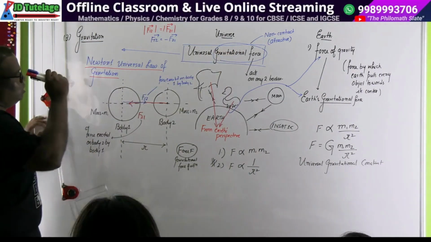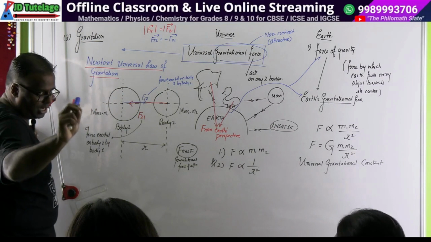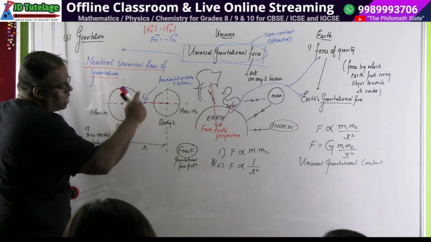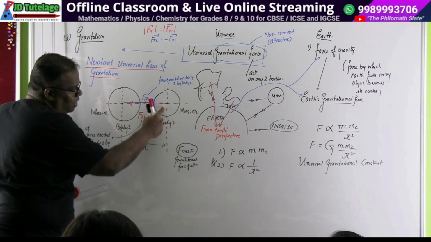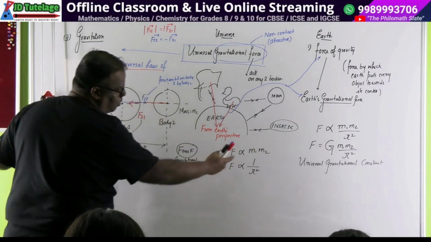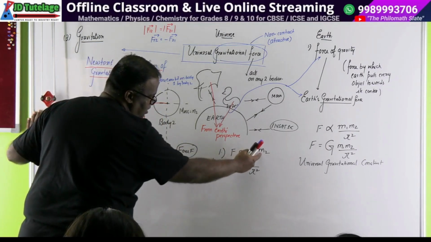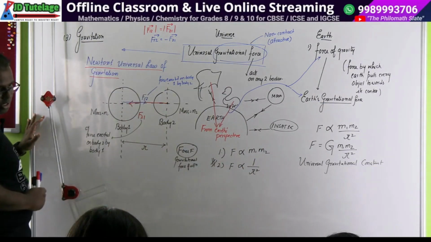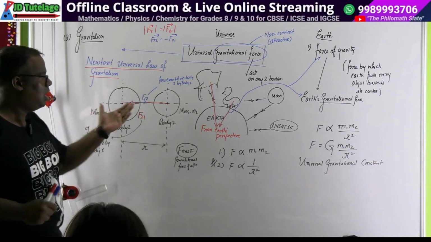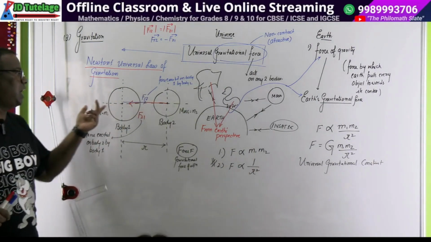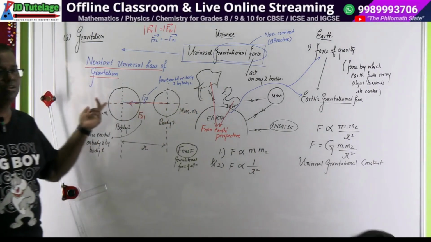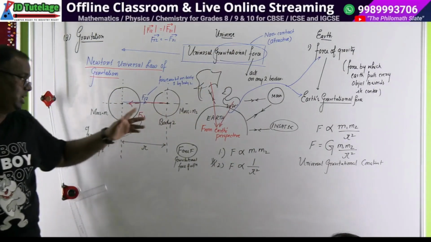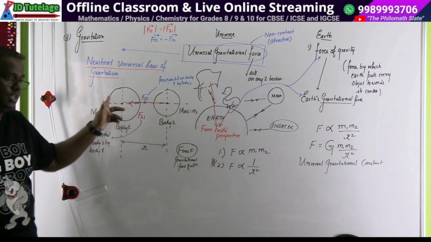So Newton's universal law of gravitation says, you will write, don't worry, first listen: every body in this universe attracts every other body with a force that is directly proportional to the product of their masses and inversely proportional to the square of the distance between them. And one more thing, how does this force act? It acts on the line joining the centers of the two bodies. It's not that the force goes from here to there. That's why I have drawn the force on this center line.